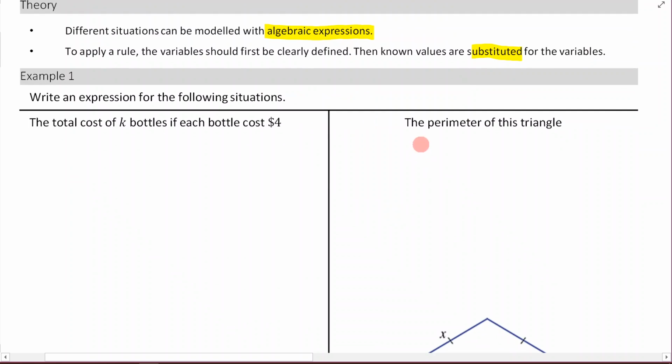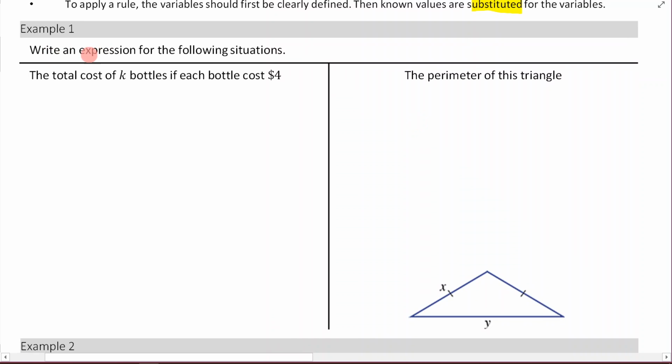Here is our first example, which is asking us to write an expression for the following situations. The total cost of K bottles if each bottle costs $4. Well, if each bottle costs $4 and I'm buying K amount of them, that's 4 times K. And remember, in algebra, we don't like writing this multiplication sign, so we would simply write it as 4K. So that right there would be our answer. That would be the expression that represents this description here.